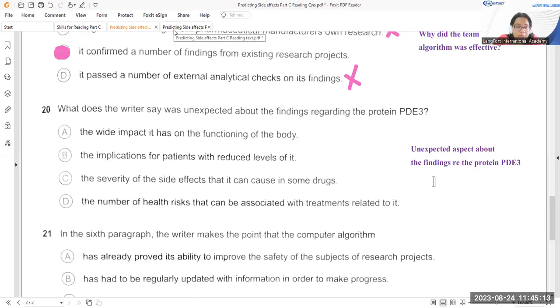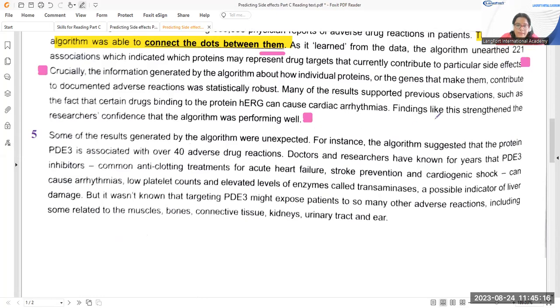So let's read the next paragraph and figure that out. All of you go through the 5th paragraph. Carefully read it, understand it. Okay, Smita, can you read the first 2 sentences for me, please? Some of the results generated by the algorithm were unexpected. For instance, the algorithm suggested that the protein PDE3 is associated with over 40 adverse drug reactions.